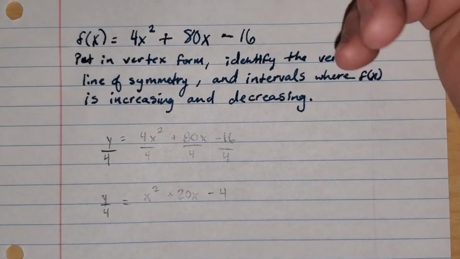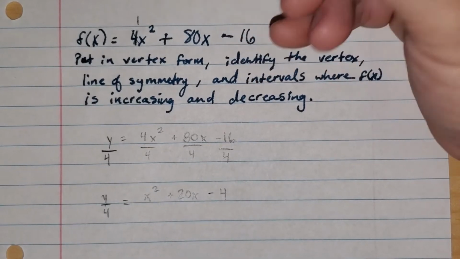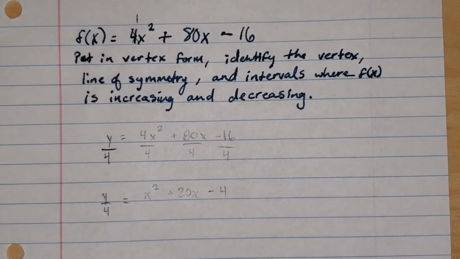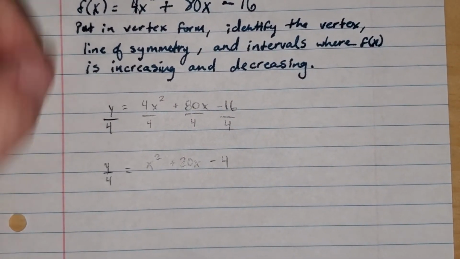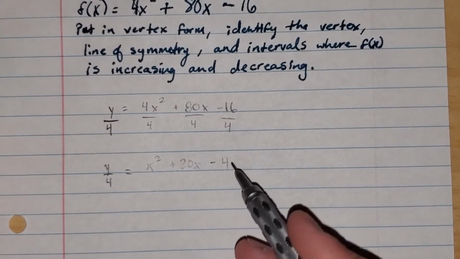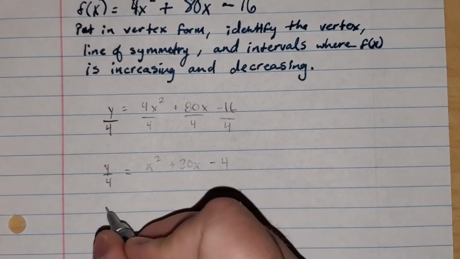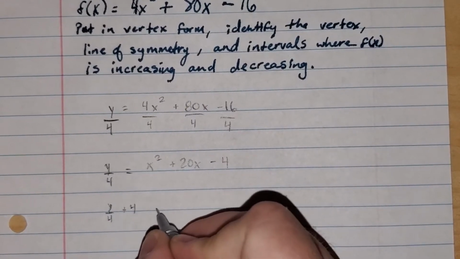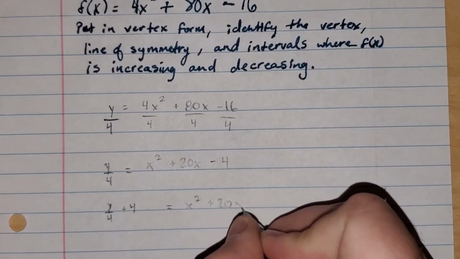Now, I like what ifs. What if this first term was already a 1? Then you would skip this first step. Okay? But it's not, so we have to do it. All right. Step 2. Constant term needs to be on the other side of this equation. So I'm going to add 4 to both sides. So I get y over 4 plus 4 equals x squared plus 20x.